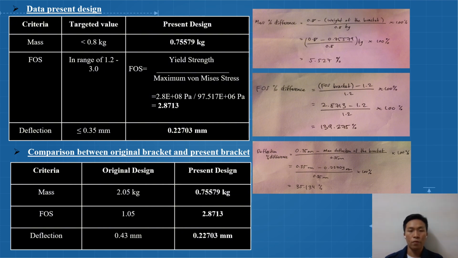For the FOS, the percentage difference that we get is 139.275%. Lastly, for the deflection, the percentage difference is 35.134%. So this is the data for the static analysis that we get.